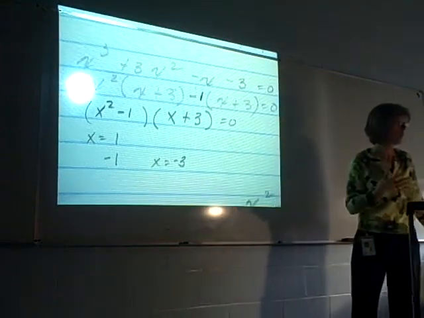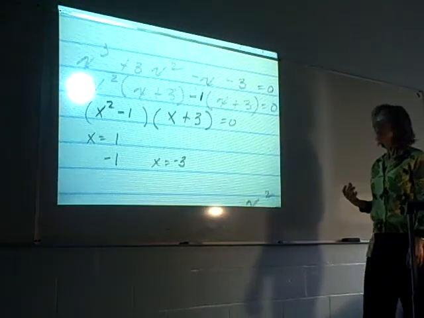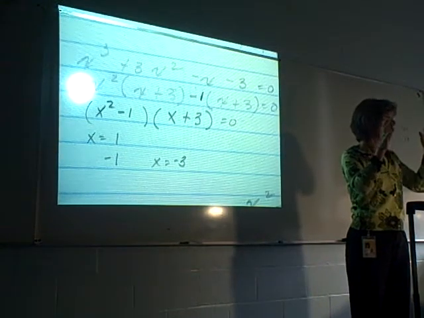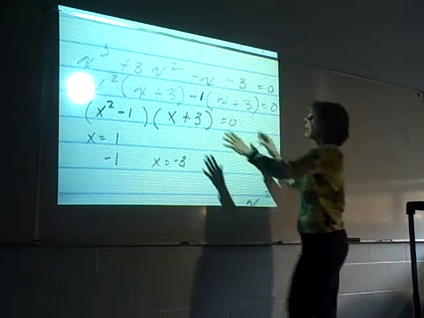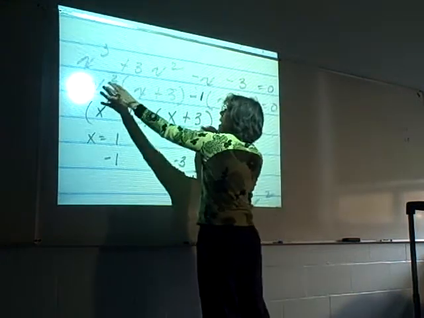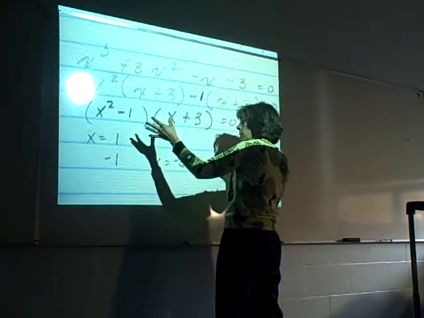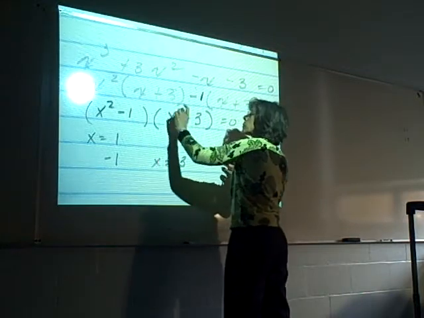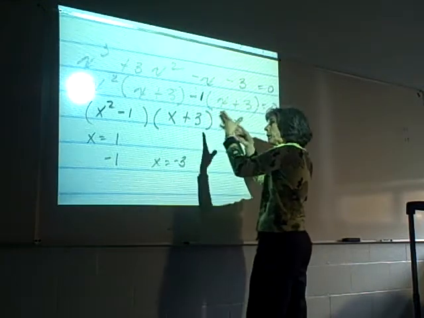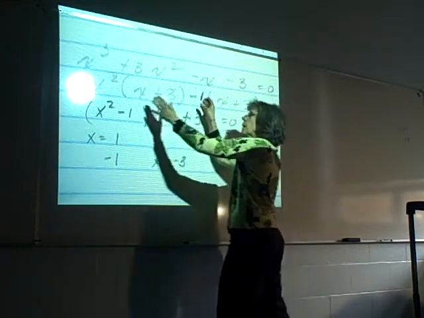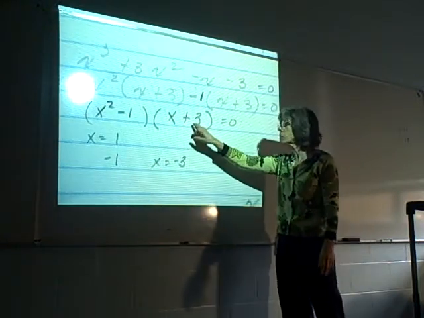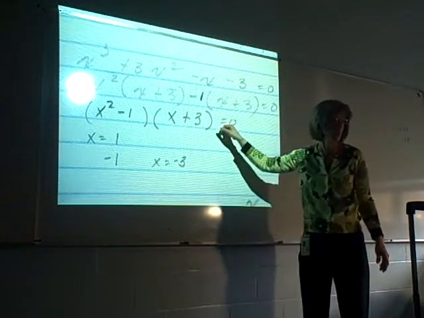Now, do you remember, we did this a while ago, a grouping, when we were factoring polynomials, that if these two were the same thing, I could say x squared minus 1 is times x plus 3, and this is times x plus 3. So, since they're both being multiplied by x plus 3, I can combine these and have x squared minus 1 times x plus 3 equals 0.